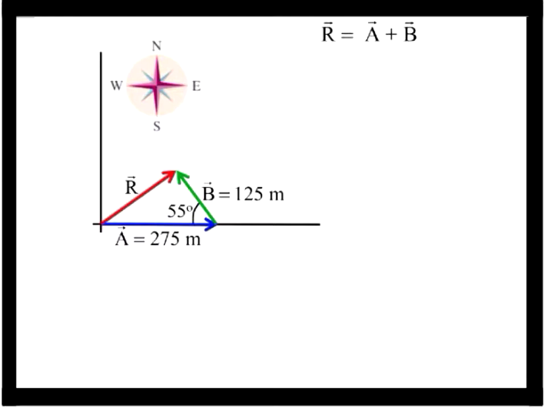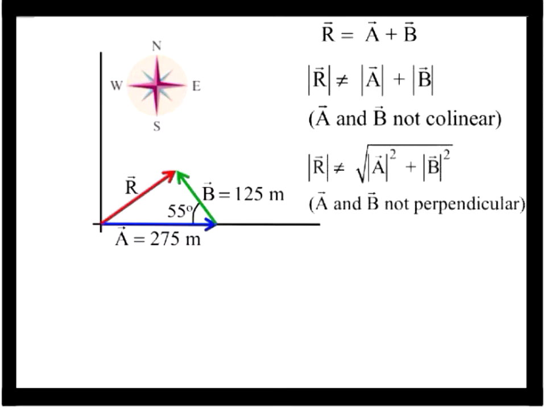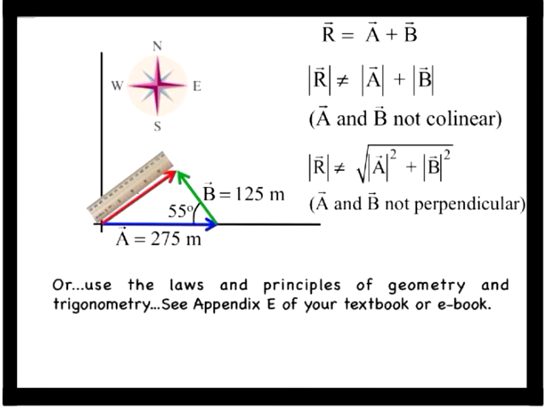However, here the magnitude of r does not equal the magnitude of a plus the magnitude of b, since vectors a and b are not collinear. And the magnitude of r also does not equal the square root of a squared plus b squared, since a and b are not perpendicular. We must use a different technique to calculate the resultant vector r. One way would be graphically, where we could use a protractor and a ruled straight edge to draw the vectors to scale and measure the resultant length and angles.